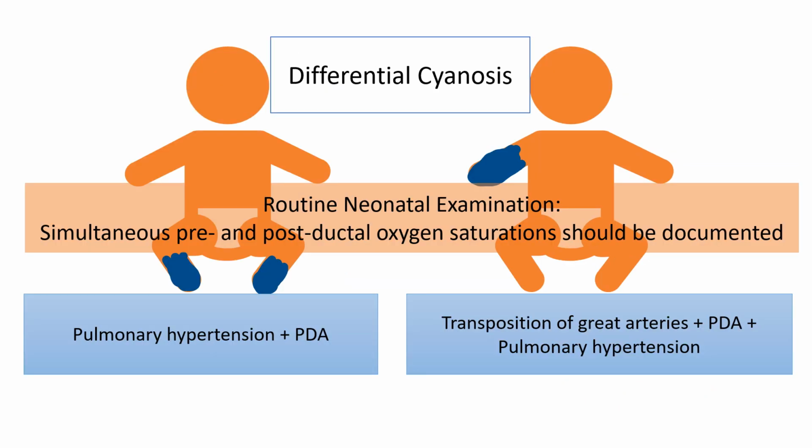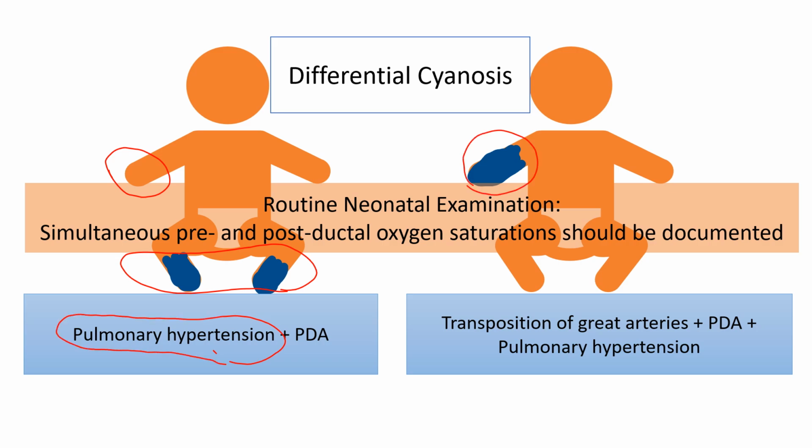Routine cardiac screening now is recommended before newborn discharge. This will include simultaneous preductal, which is right arm, and postductal, which is both legs, oxygen saturation measurements. If the measurement in the lower extremity is less than 90%, this is suggestive of pulmonary hypertension. If the measurement in the right arm is less than 90%, this is suggestive of transposition of great arteries, and this will require further cardiac evaluation.